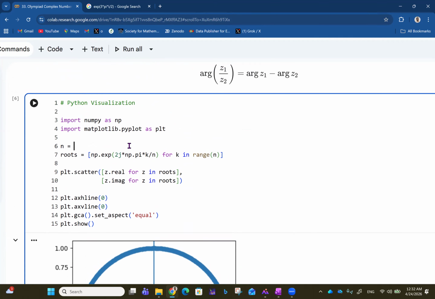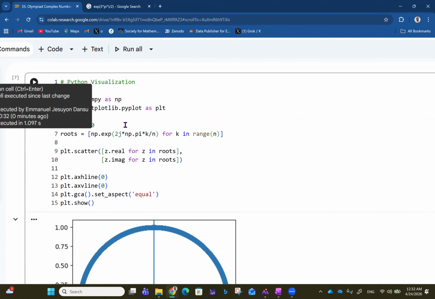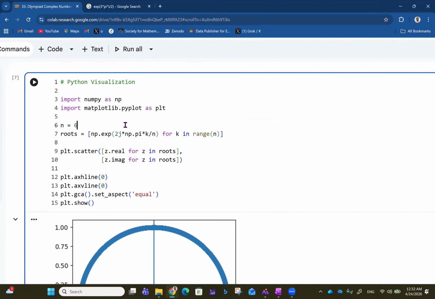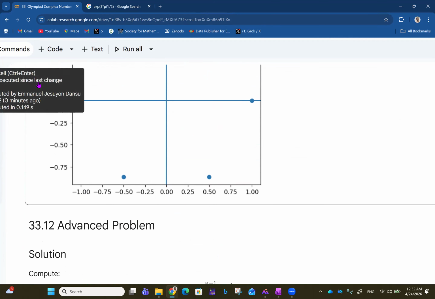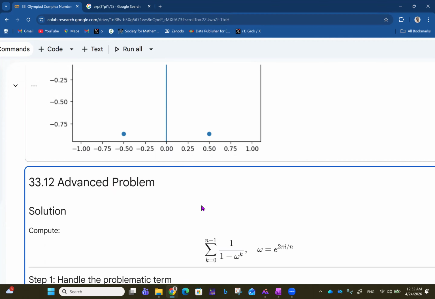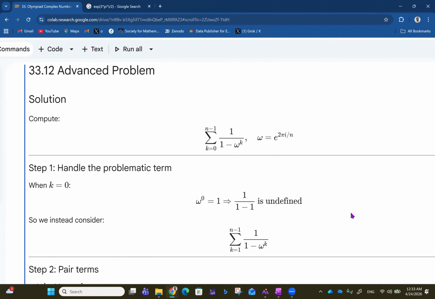But let's go back. Okay, let me even do 10,000. Oh, even 100,000. That's a lot. Okay, so it's forming a circle more and more. So let me take it back to 6. We have this. All right. So then let's talk about some advanced problems.